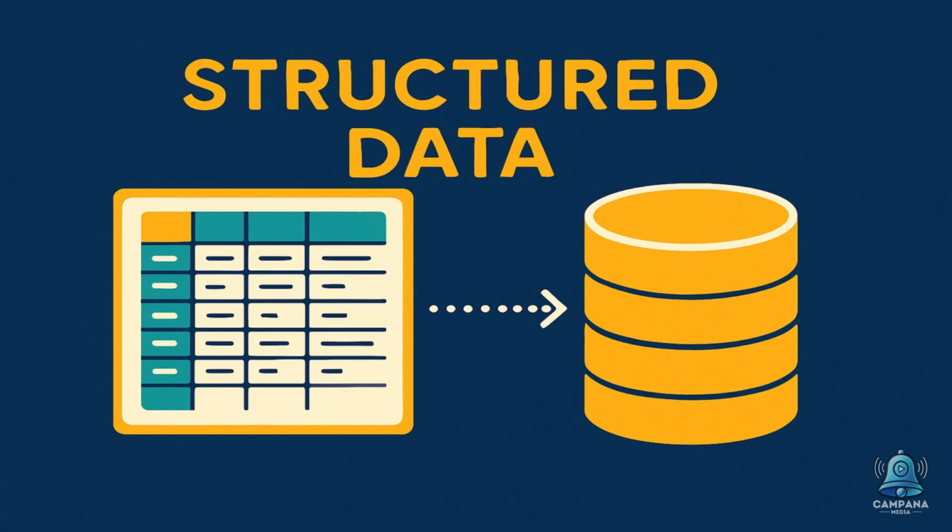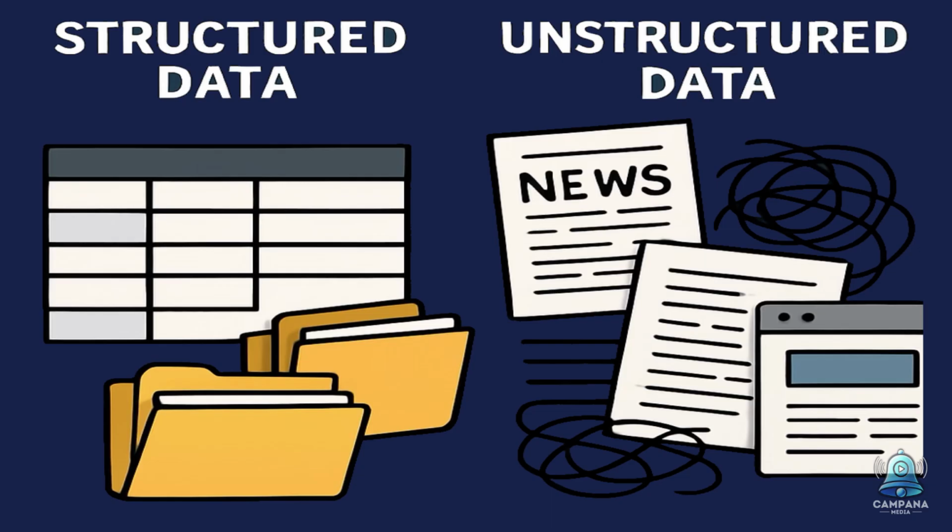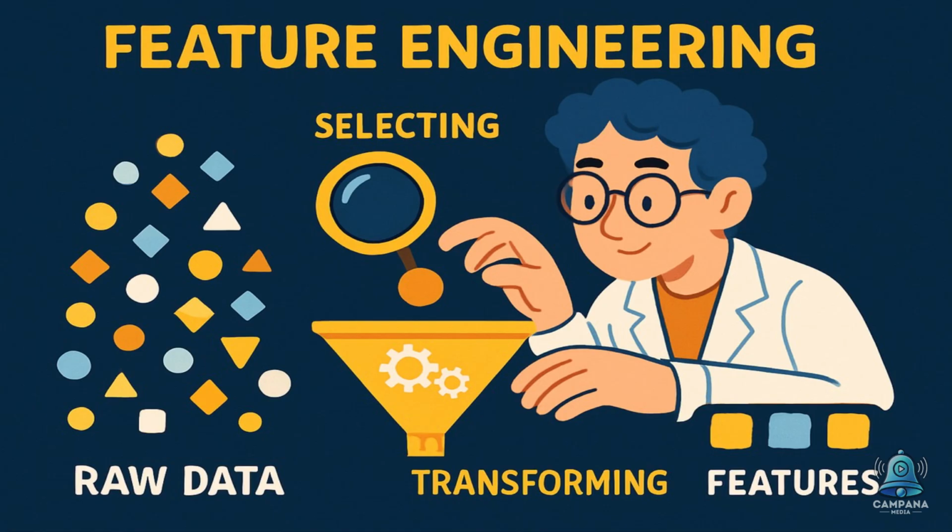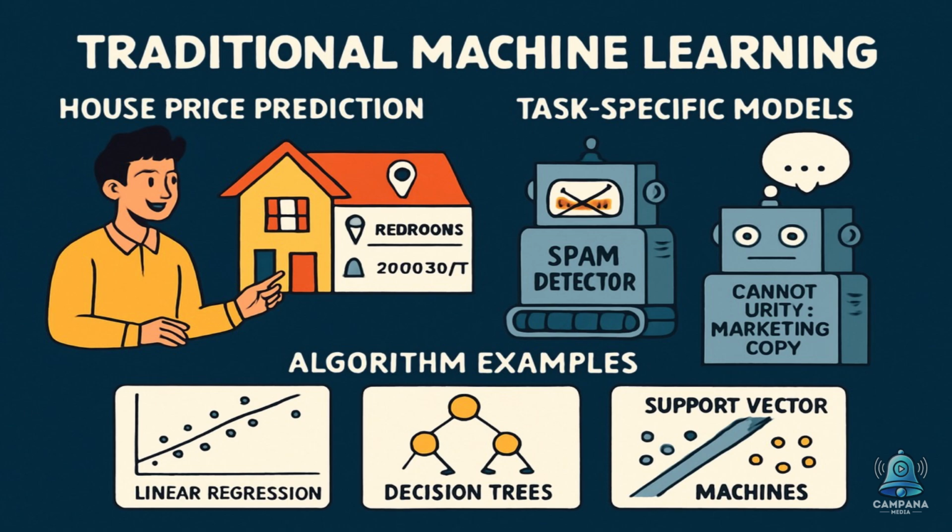Key characteristics of traditional ML include its reliance on structured data. Think of spreadsheets or databases where information is neatly organized. Another crucial aspect is feature engineering. This is where human experts play a significant role, carefully selecting and transforming the raw data into features that the machine can understand and learn from. For example, if you're building a model to predict house prices, you might manually extract features like the number of bedrooms, square footage, and location. Traditional ML models are also typically task-specific. A model trained to detect spam emails won't be able to write a compelling marketing copy.